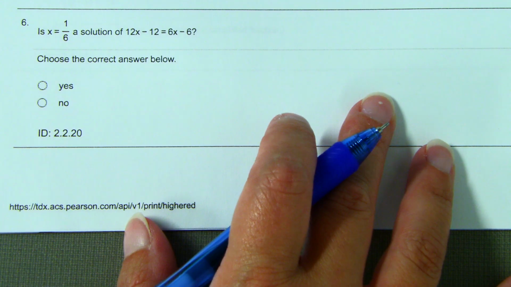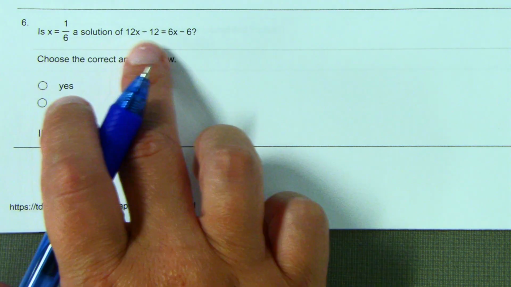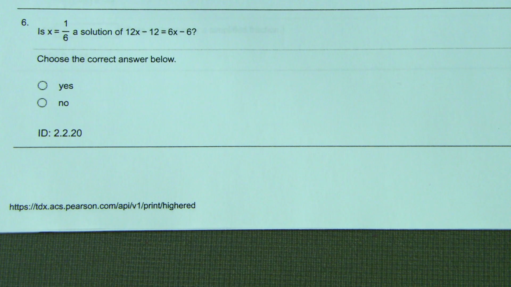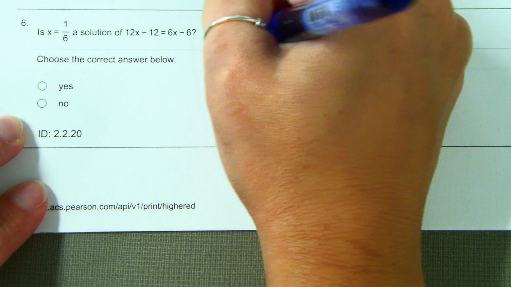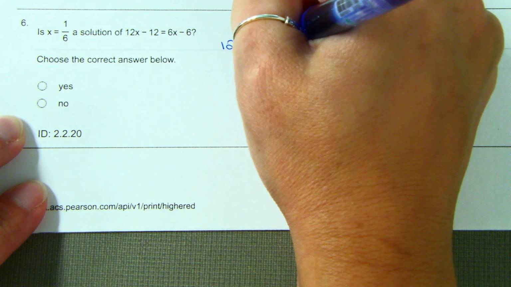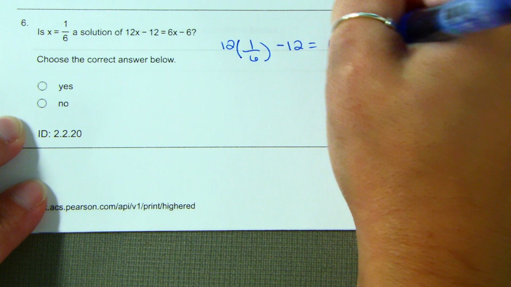All right, number 6 is x equal to 1/6 a solution to 12x minus 12 equals 6x minus 6. So what we have to do here is plug in the 1/6 into each of our x locations. So we will have 12 times x, which is 1/6, minus 12 equals 6 times x, which is 1/6, minus 6.